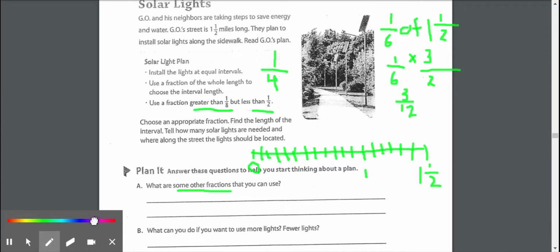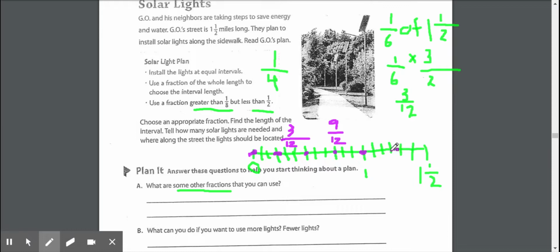Switch my pen color. Okay, so now I'm going to have a light right here. 1, 2, 3. This is 3/12. 3 out of 12. 6/12. 9/12. I'll write that one up here. 9/12. This one would be 1, 2, 3 more. 12/12, which is the same as 1 whole.